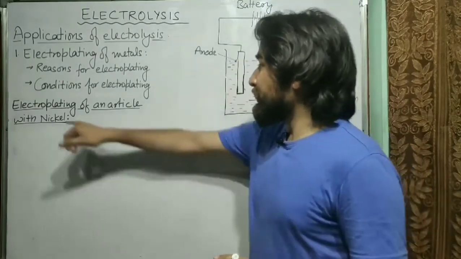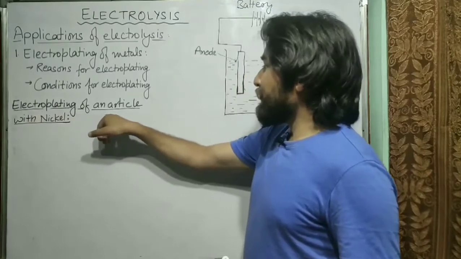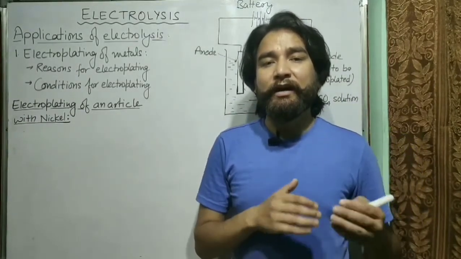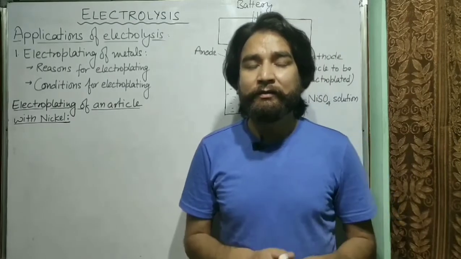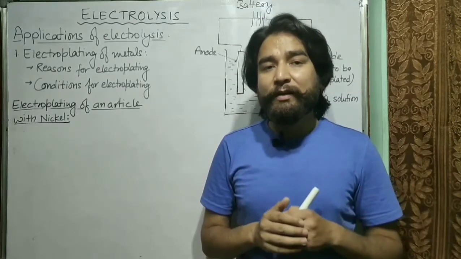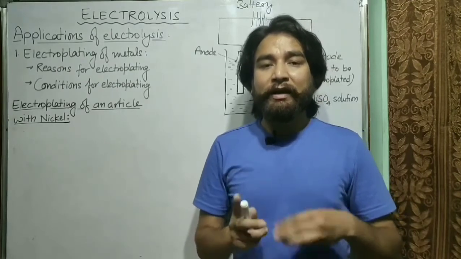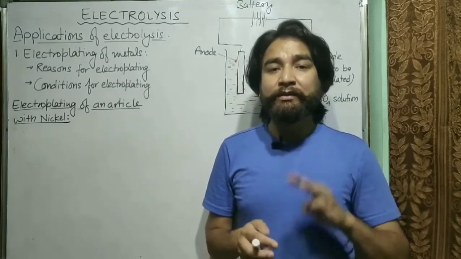Now the thing is electroplating of an article with nickel. How is the electroplating of an article done with the help of nickel? Similar to the examples in the previous video, we have discussed some examples and I told you that you must remember three things.